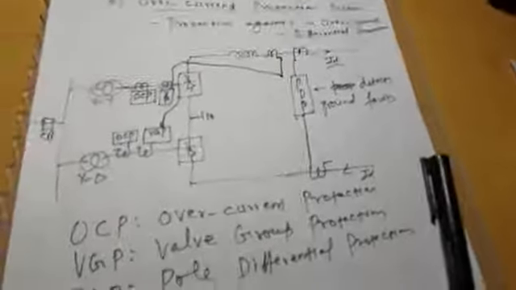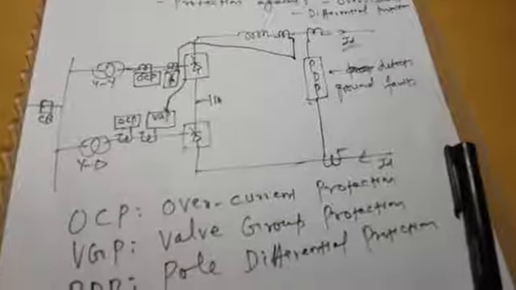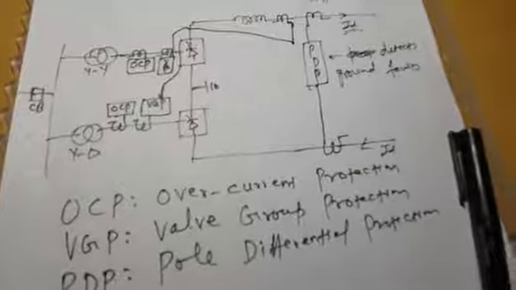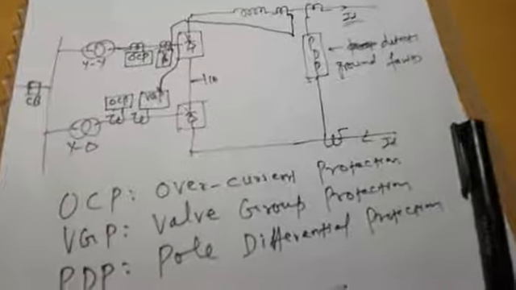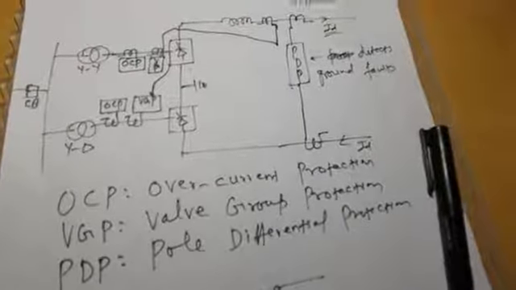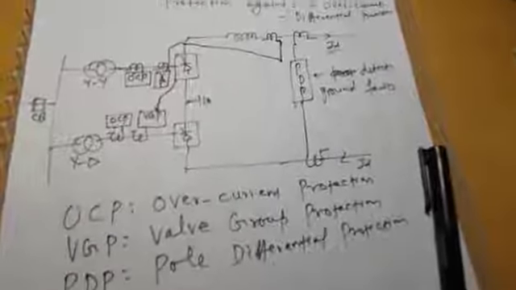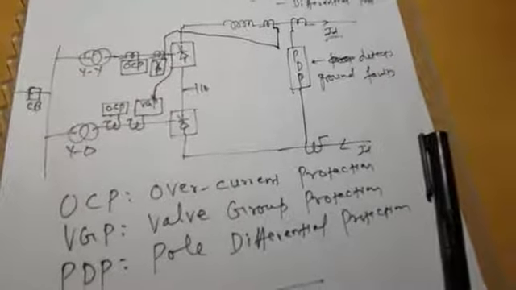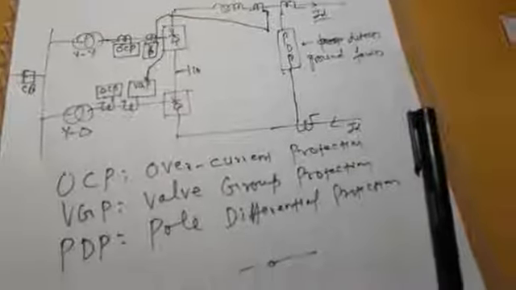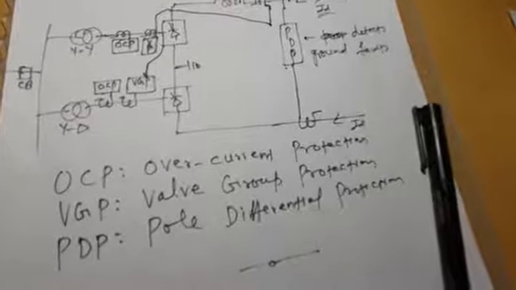And you need overcurrent protection also, which is mainly provided by valve group protection and pole differential protection. You use the control of valves, firing angle or firing delay angle control of valves, to maintain the DC line current constant, to protect your HVDC system against overcurrents. And then you also use damper circuits, and you also use line reactors, which have some other purposes. Of course, they also protect your system against some maloperations.